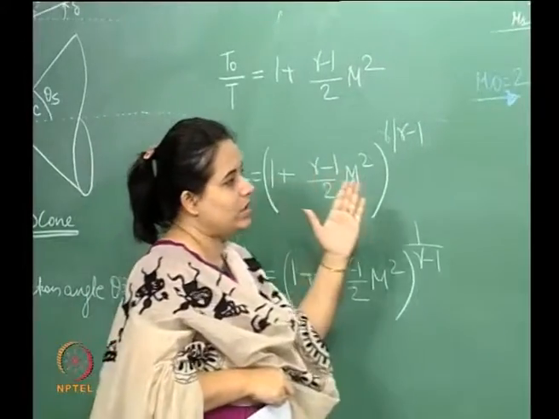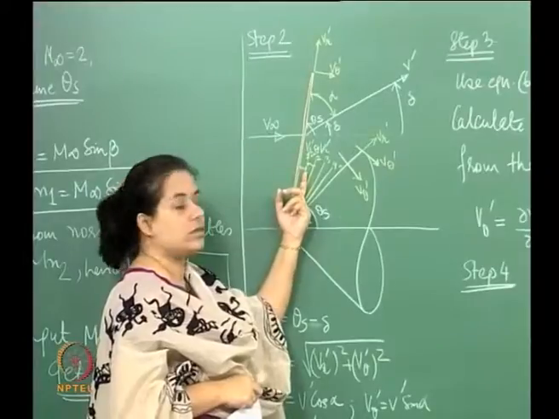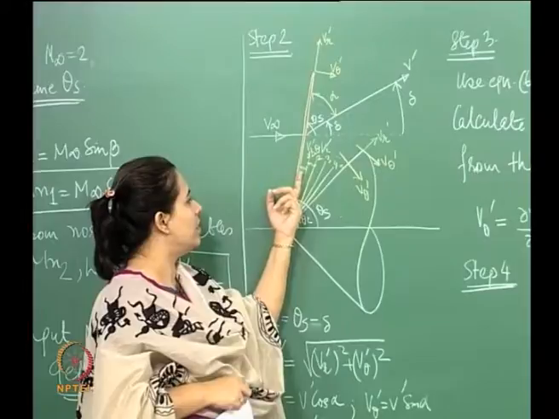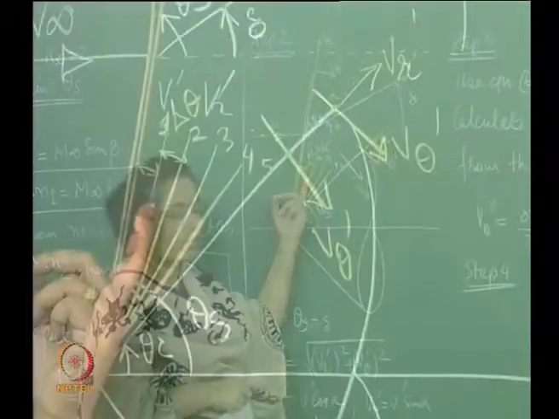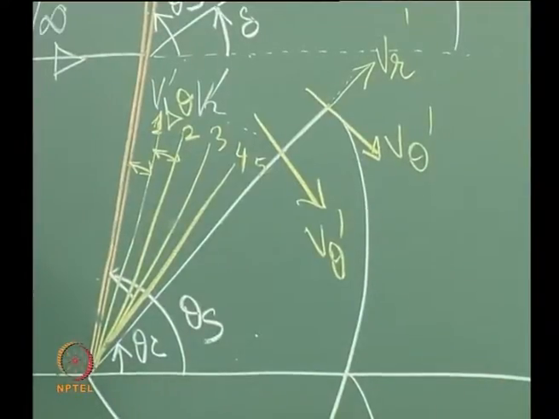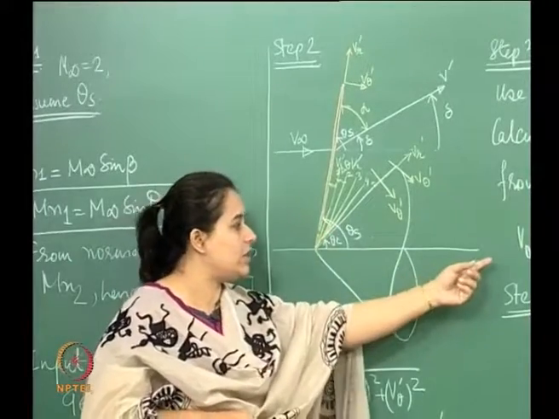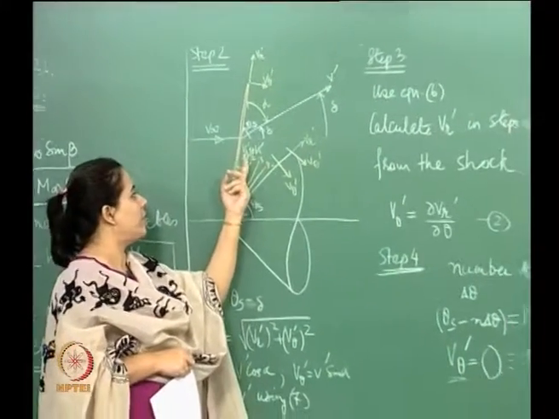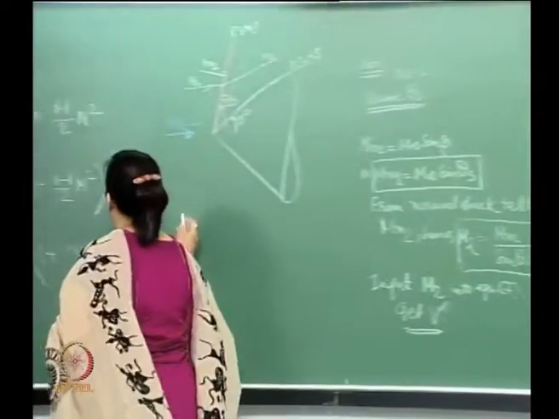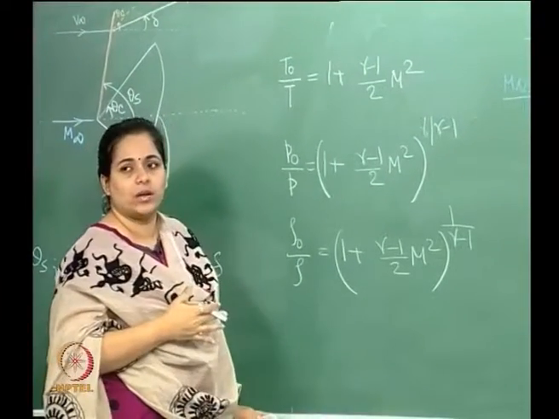When we go in steps from here to this particular radial line, we can calculate the V dash here, because we solve the Taylor-Maccoll equation for V r dash, and then we calculate the V theta dash using this, hence we can get V dash. Once we get this V dash, we can input that in terms of the Mach number here, and we can get the thermodynamic properties.